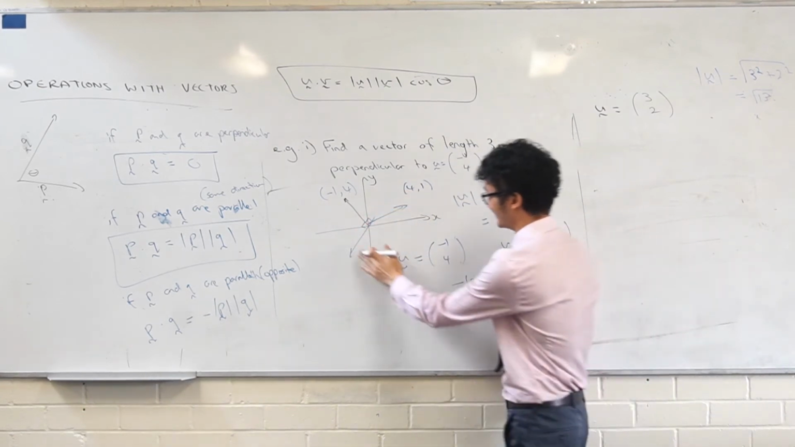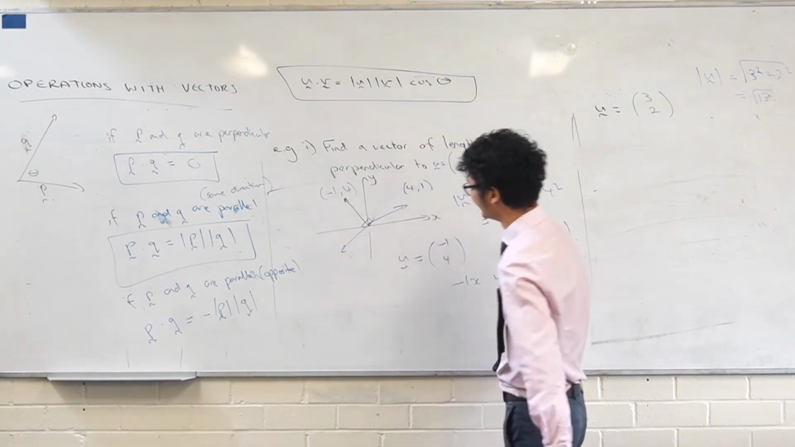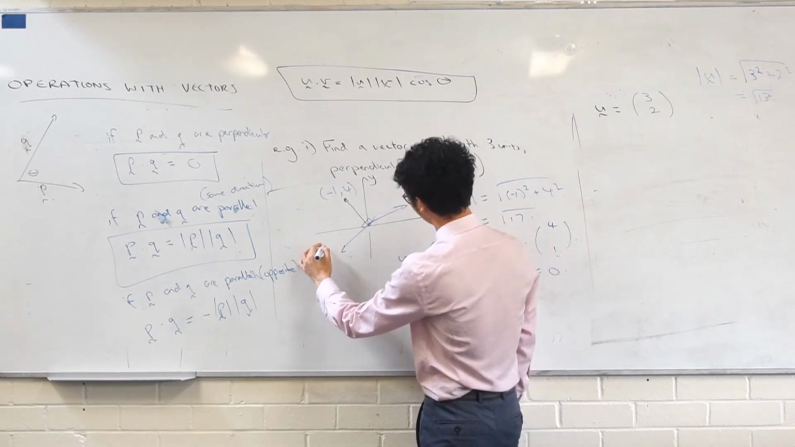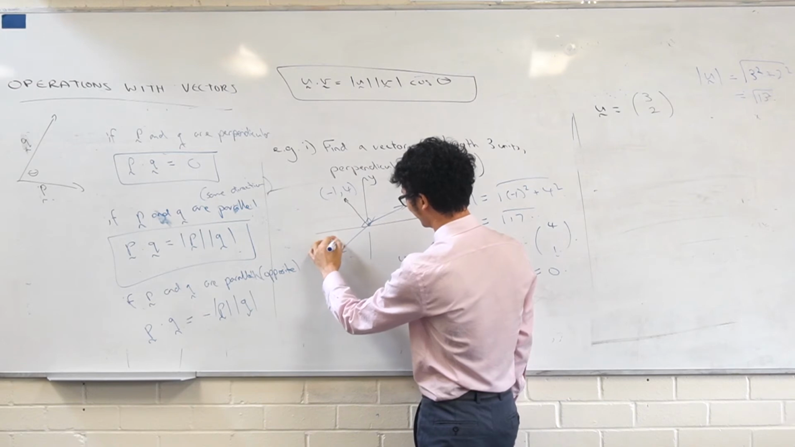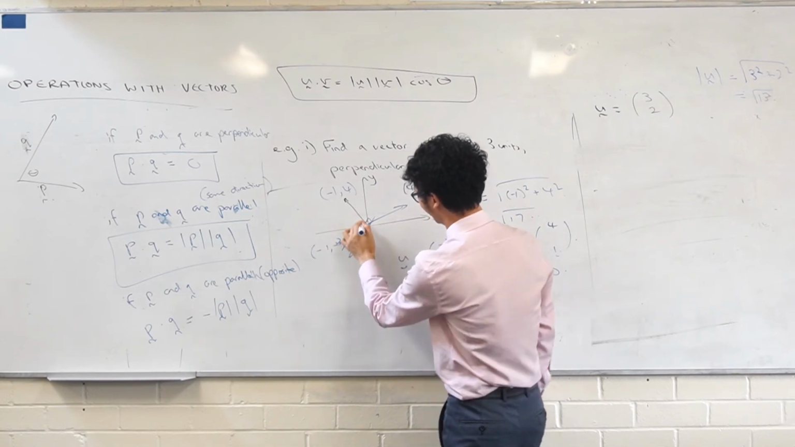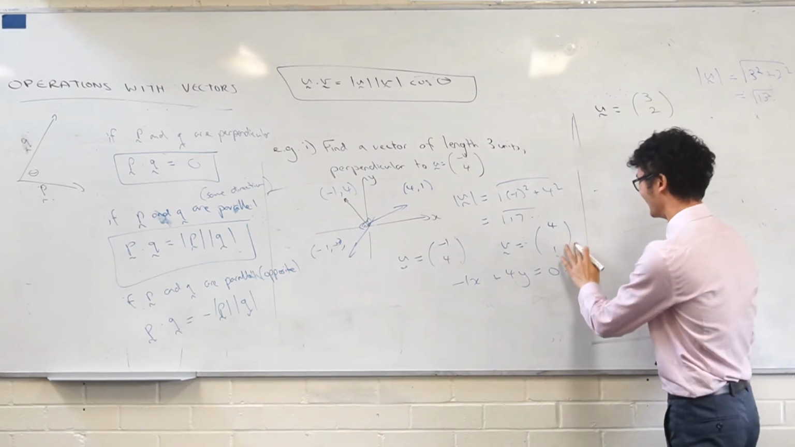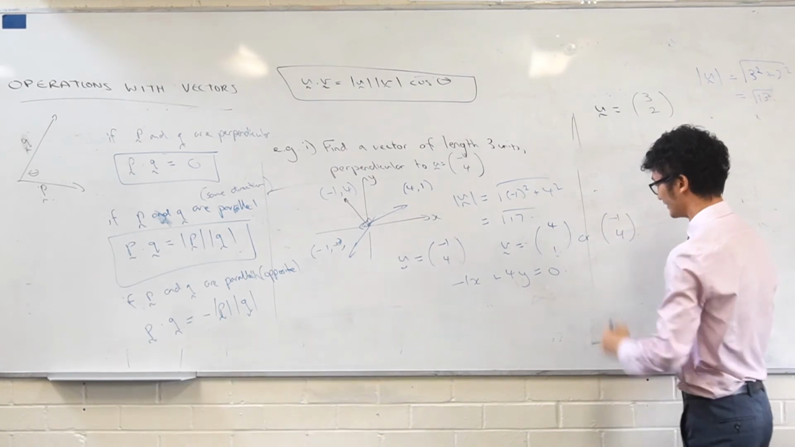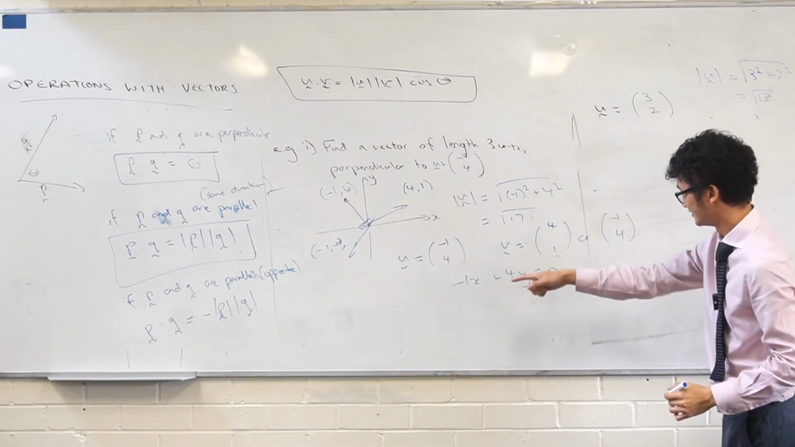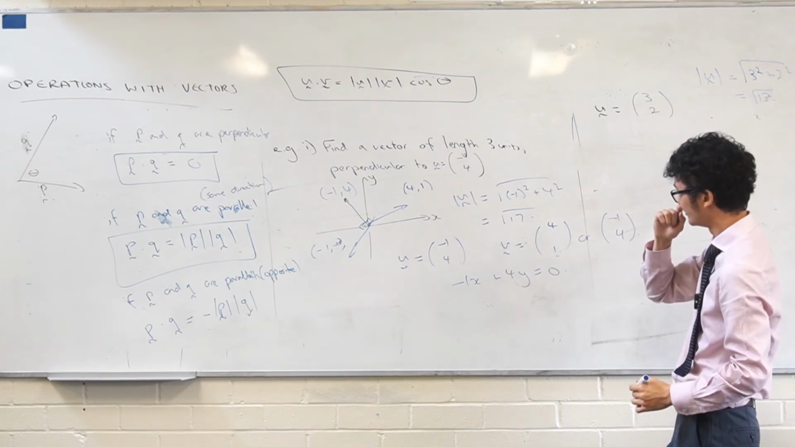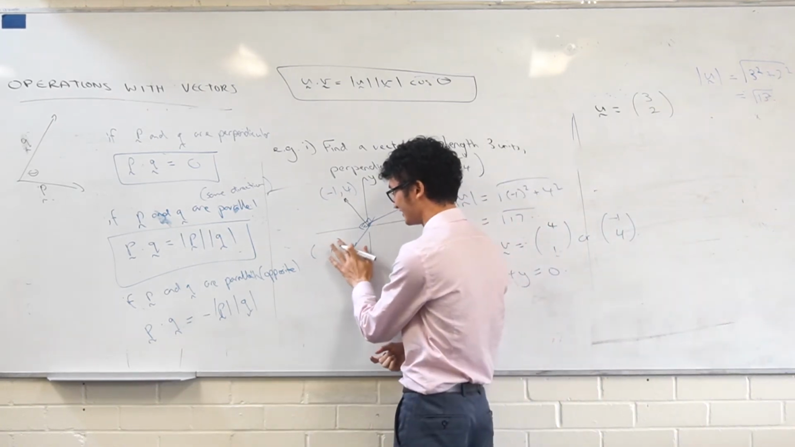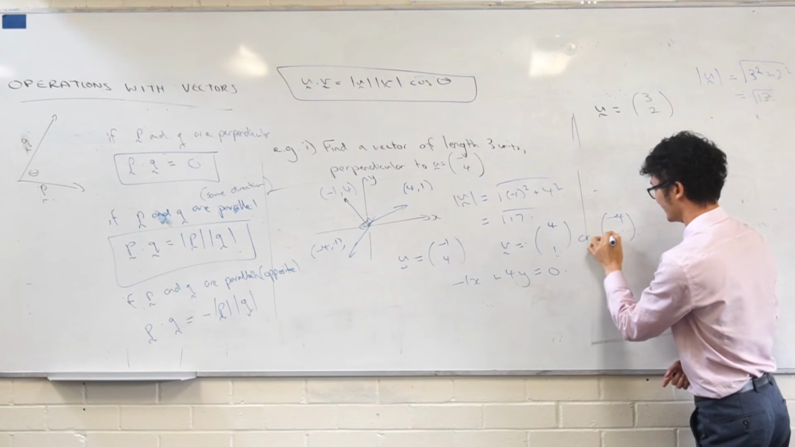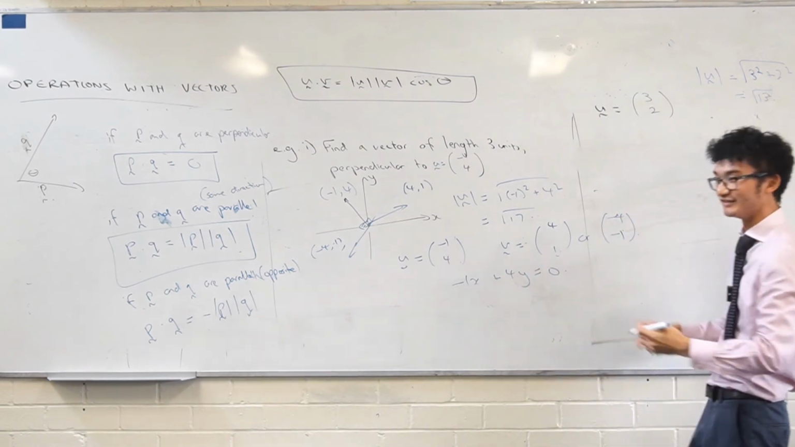What about the other one then? Negative 4, negative 1. Okay, let's check that works. Say it again: (-4, -1). Yep, and then they do get a dot product of 0.